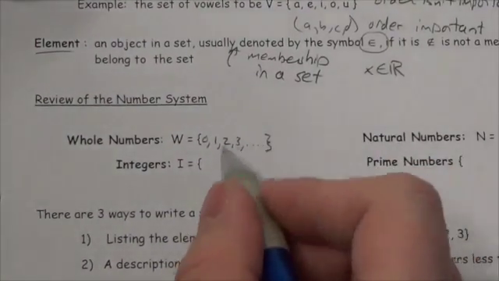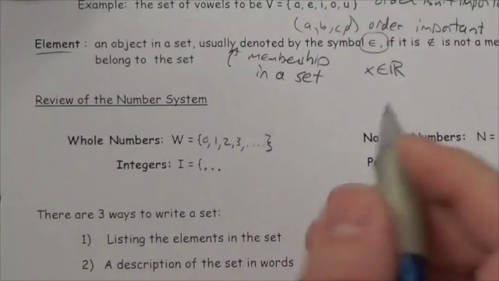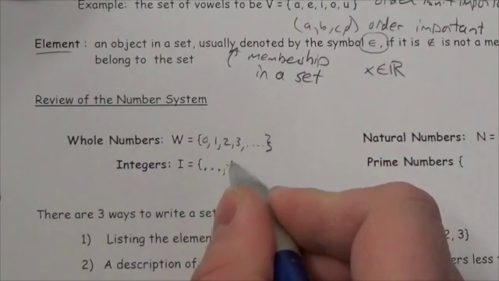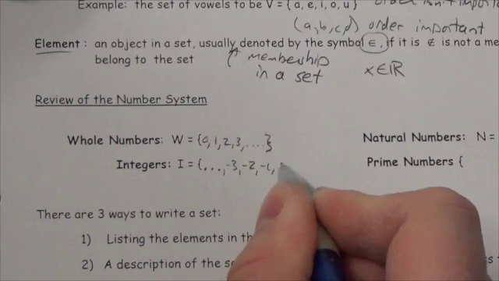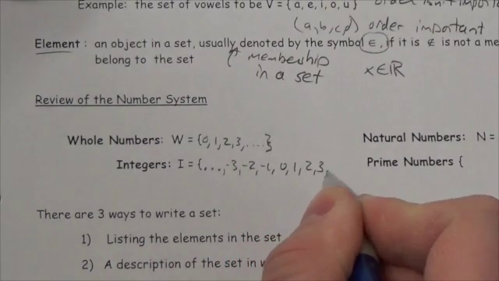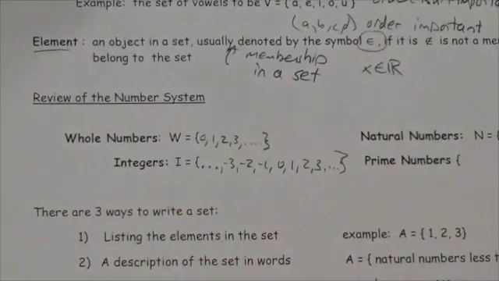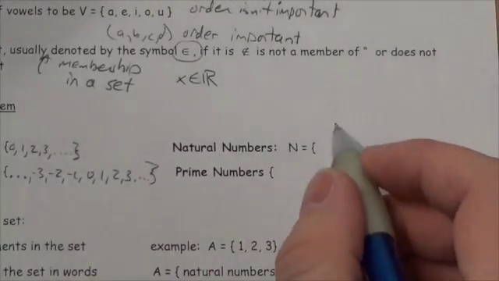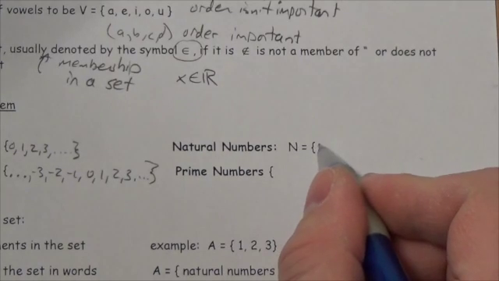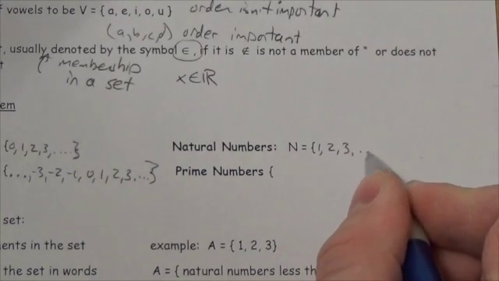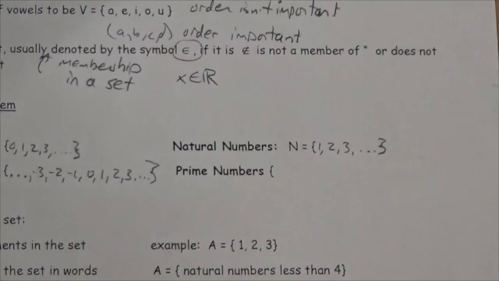Your integers were the set of, well, those go on forever to the left, to the negative, so -3, -2, -1, 0, 1, 2, 3, and then they go on forever like that. So those are your integers. Natural numbers, remember these are your counting numbers, if you will, so they start at 1, 2, 3, and they go up by ones like that.